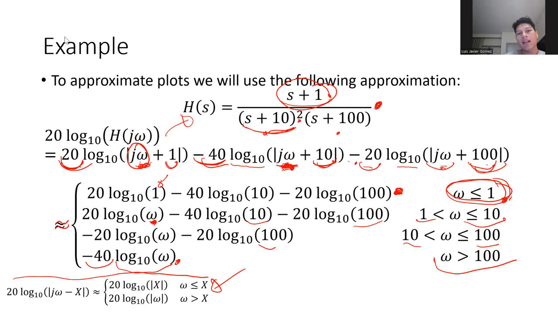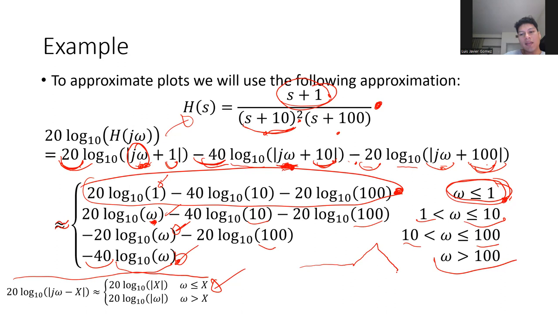So that first term for omega less than or equal to one would correspond to the flat part of the graph, and we would see slopes for the other parts. This is actually a linear slope of 20, and then this would be a linear slope of negative 20, and this would be a linear slope of negative 40. And so we can basically start from here and just go left to right. So we plot something constant, then there's a 20 slope, then a negative 20 slope, then a negative 40 slope, and that's how we're gonna plot it basically.